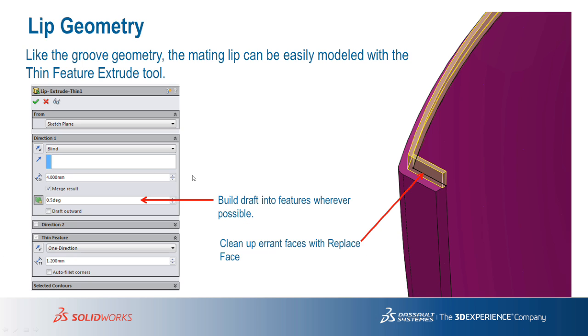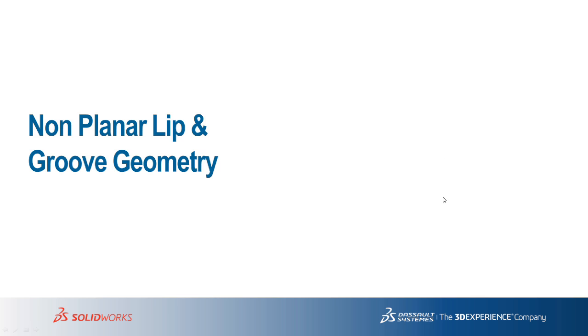And so planar lips work the same way. I still am an advocate of the thin feature, one direction or 2 directions. That way I'm controlling the offset in the feature. One thing you may need to do is use a replace face on this end to clean it up, so that way the end face of the lip is the same face as the rest of the part here.